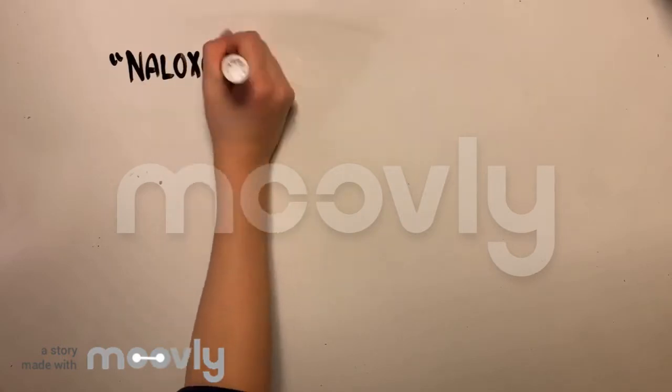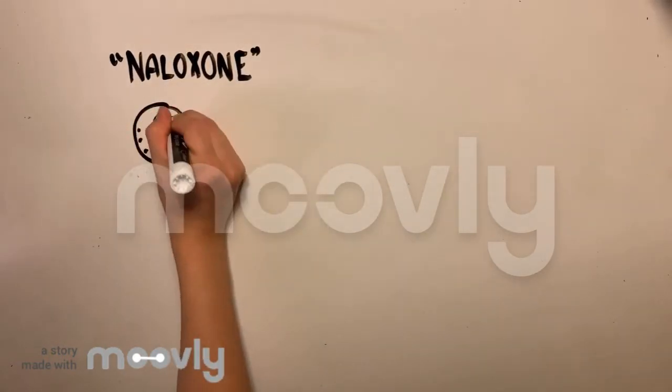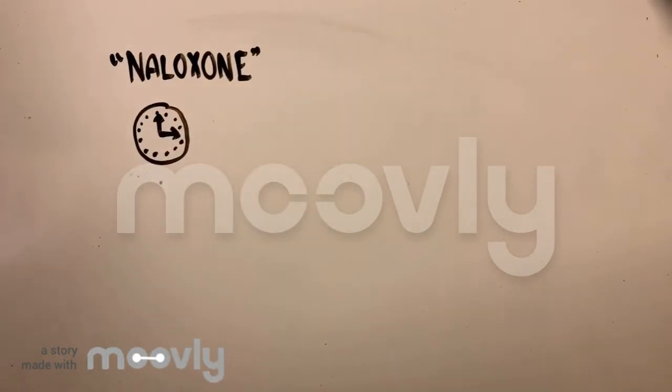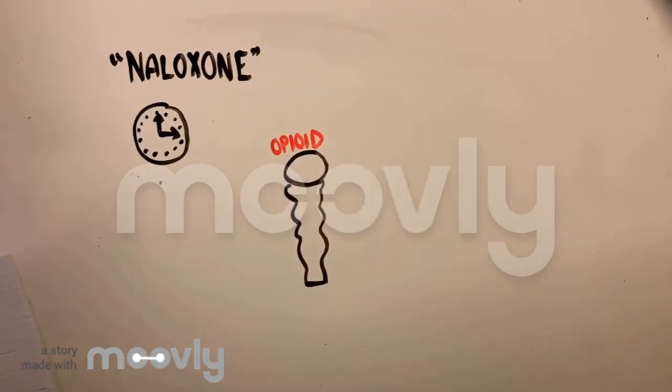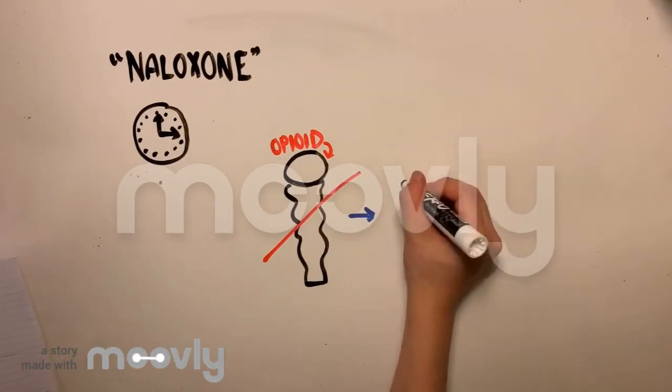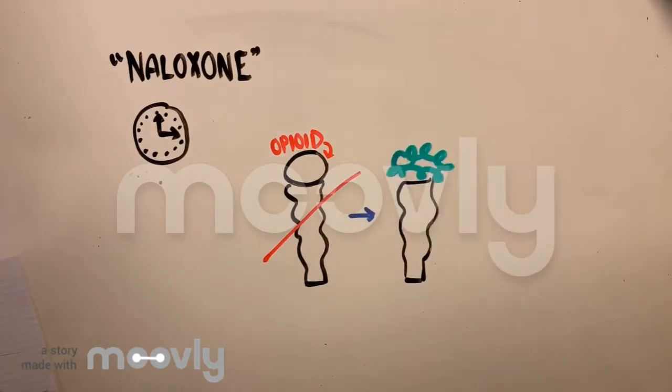Next, we will discuss how an opioid antagonist called naloxone represses opioid effects. Naloxone only works to temporarily prevent opioid drugs from binding to the brain. Opioids have special binding sites and receptors on the brain. When an opioid is bound to one of these sites, its effects can be seen throughout the body.